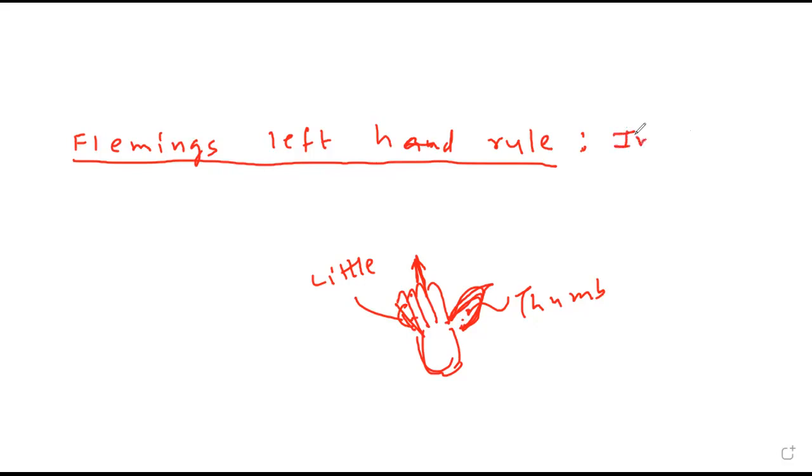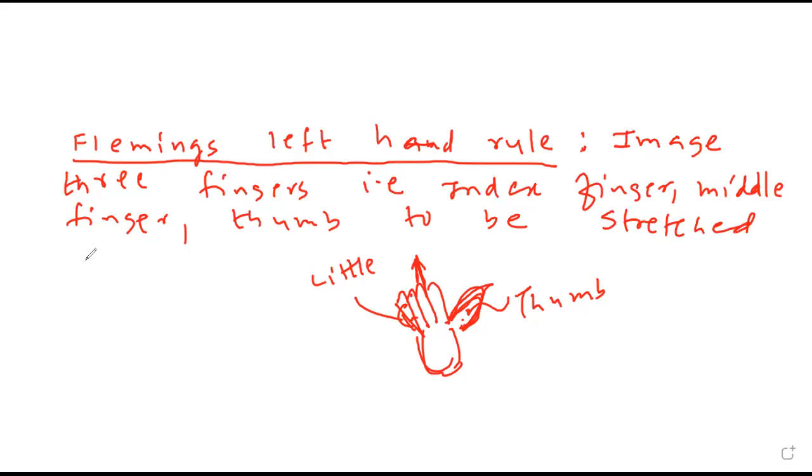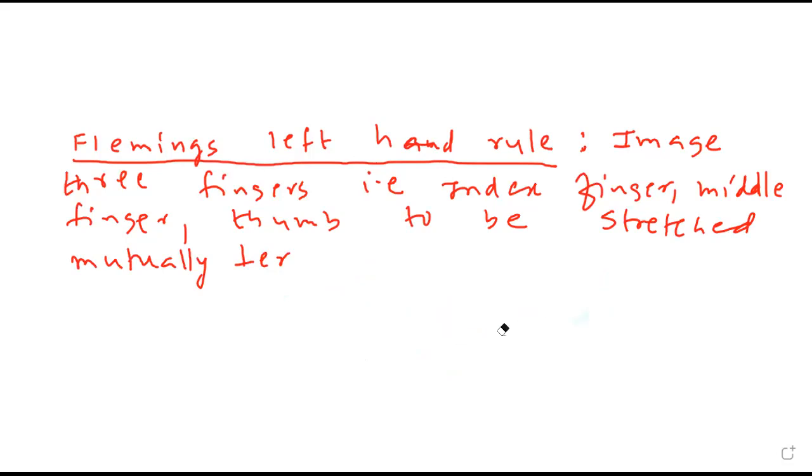So imagine 3 fingers, that is index finger, middle finger, thumb, to be stretched mutually perpendicular to each other like the XYZ axes. Imagine 3 fingers, that is index finger, middle finger, thumb, outstretched mutually perpendicular to each other.